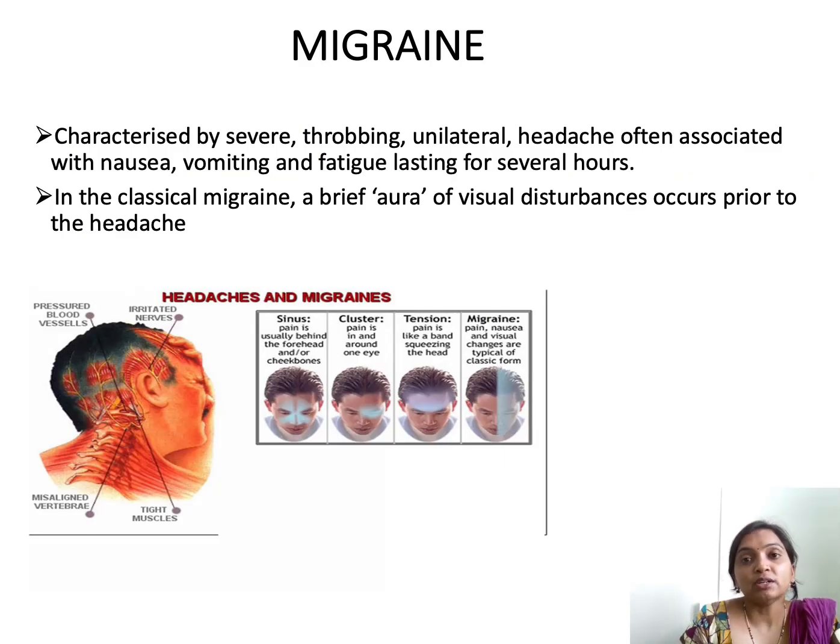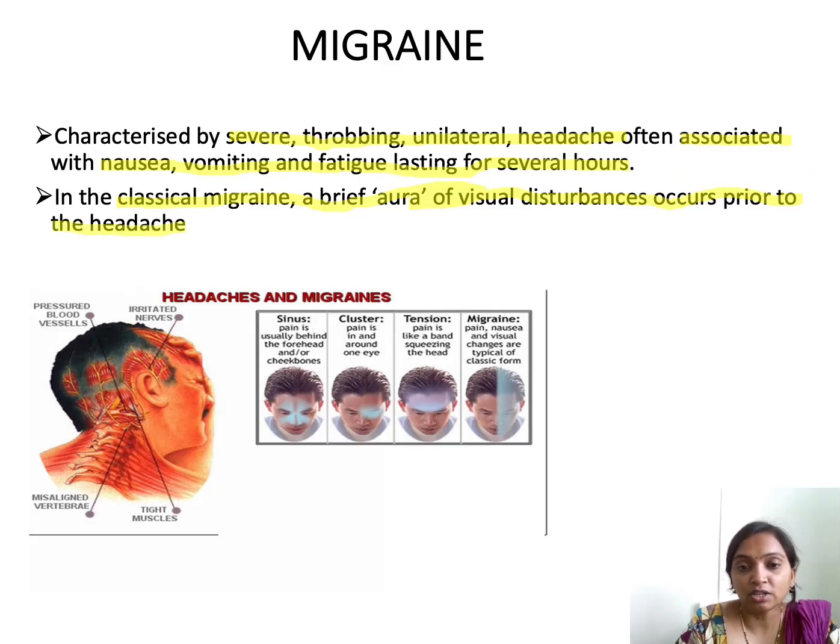One of the important applications of this serotonin group of drugs is in migraine. Before we see how it is helpful in migraine, we'll see what migraine is. Migraine is a disease characterized by severe throbbing unilateral headache, usually associated with nausea, vomiting, fatigue, which will last for many hours. Classical migraine is for a brief period, and it is associated with aura, which is a visual disturbance occurring prior to the headache.